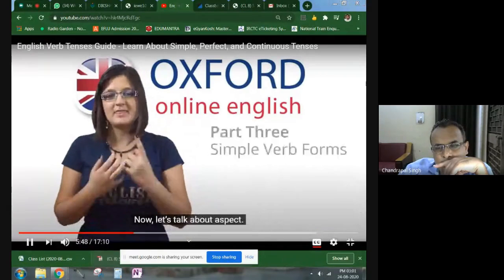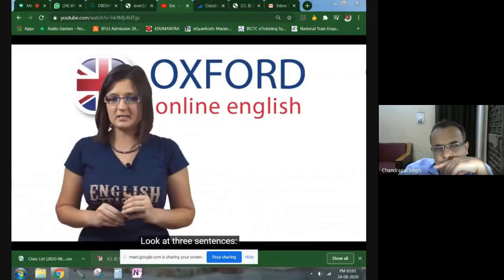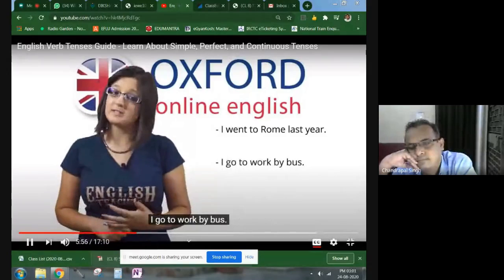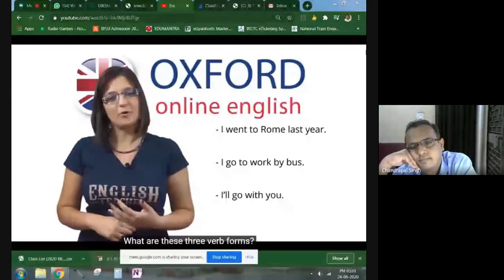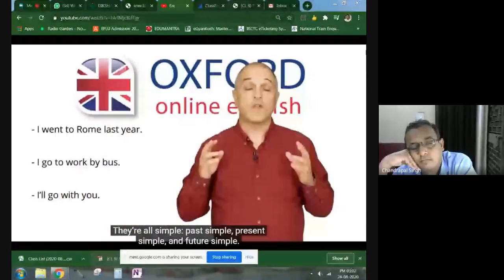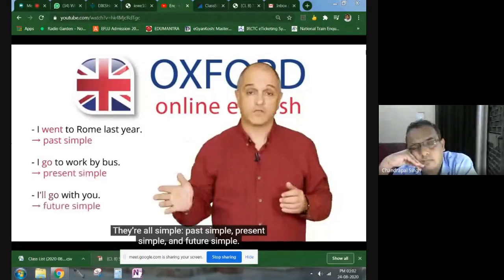Now, let's talk about aspect. Look at 3 sentences. I went to Rome last year. I go to work by bus. I'll go with you. What are these 3 verb forms? They're all simple. Past simple, present simple, and future simple.